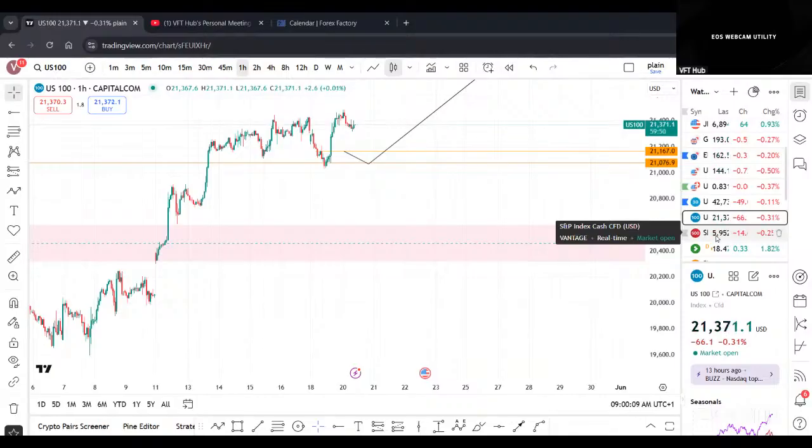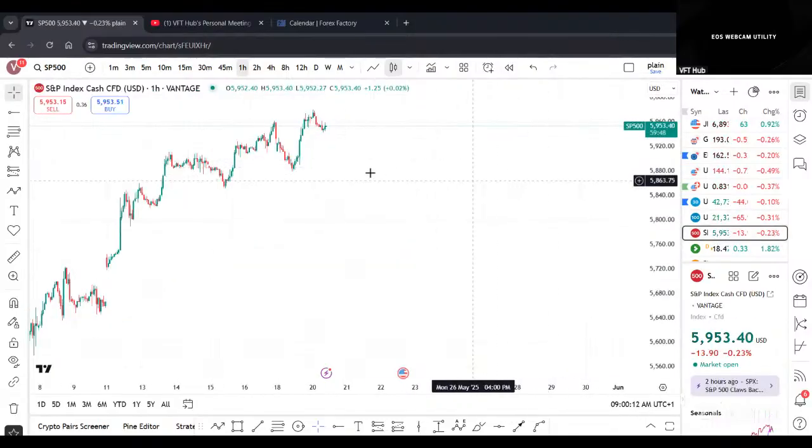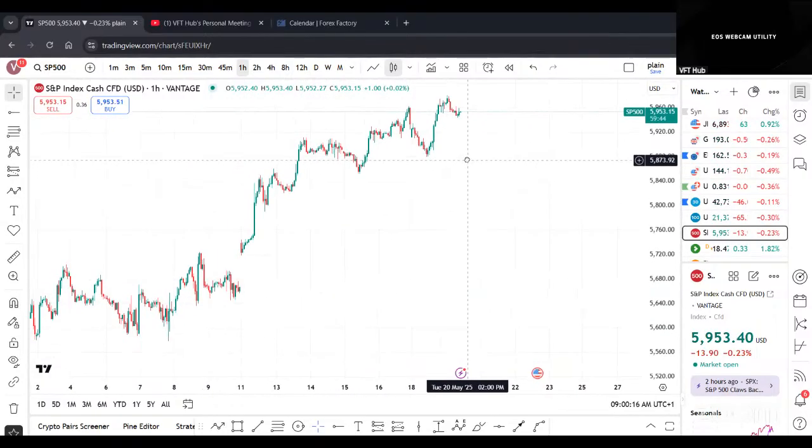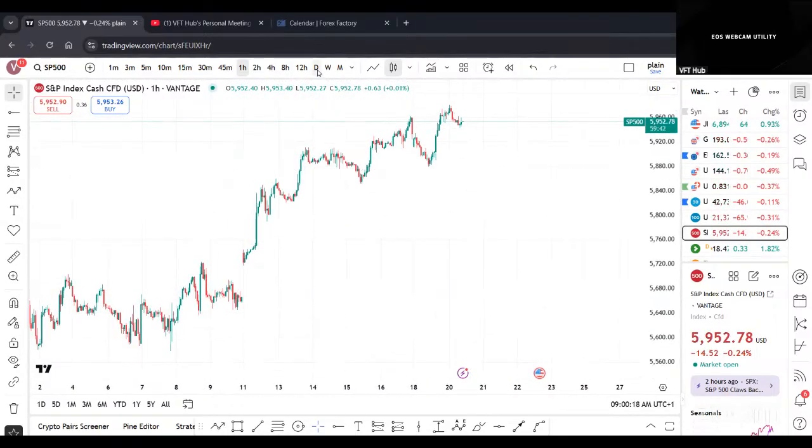However, it's looking good. All right, on S&P 500, we believe structure is still very much bullish to the upside, and then with what we have, let me look on the daily time frame.